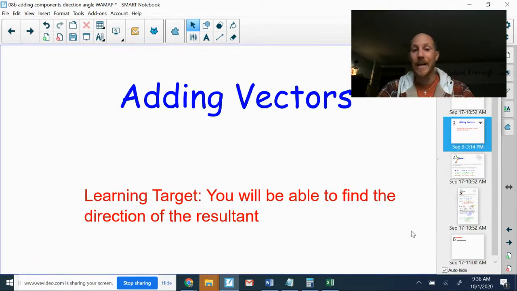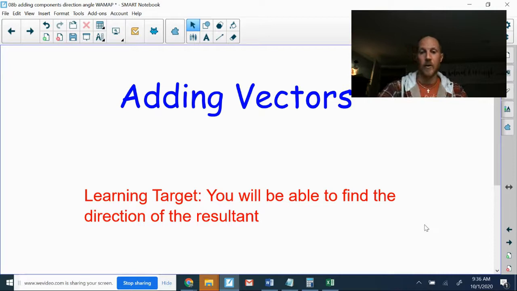So, talking about adding vectors, we're going to use the problem we just started here, but we're going to be able to find the direction of the resultant, also the magnitude. Also, in order to do either of those two things, we're going to have to find the component form of the resultant. So really, there's more to it than just finding the direction.